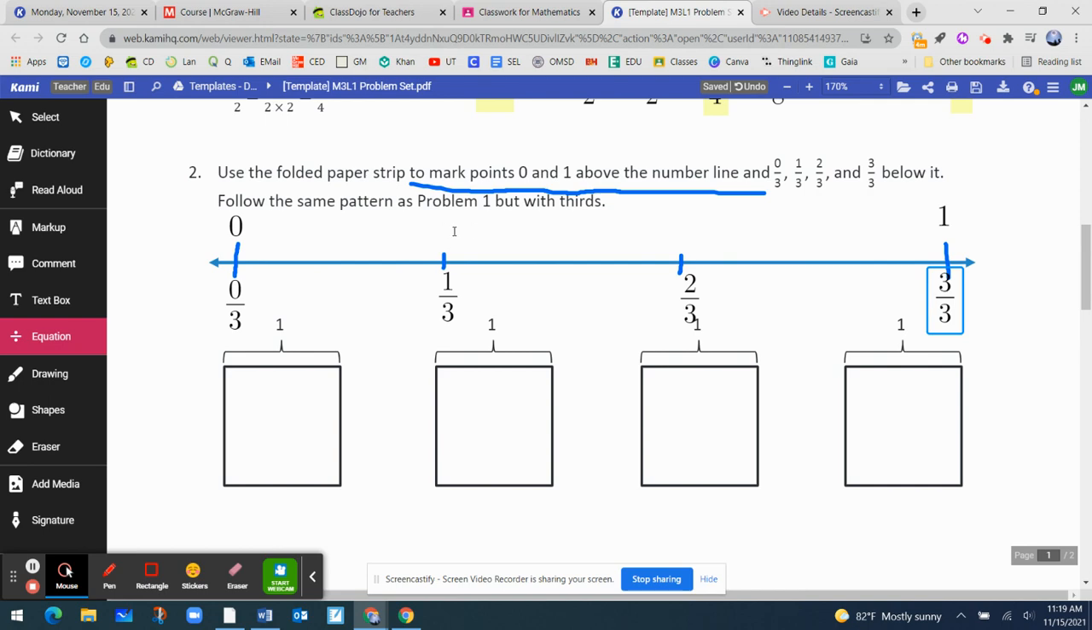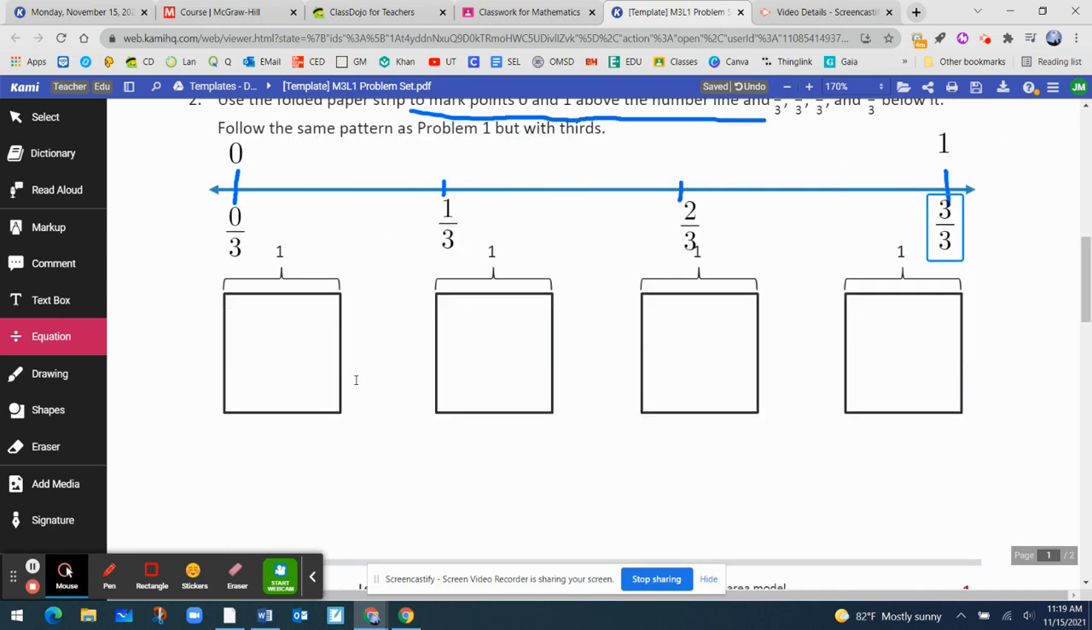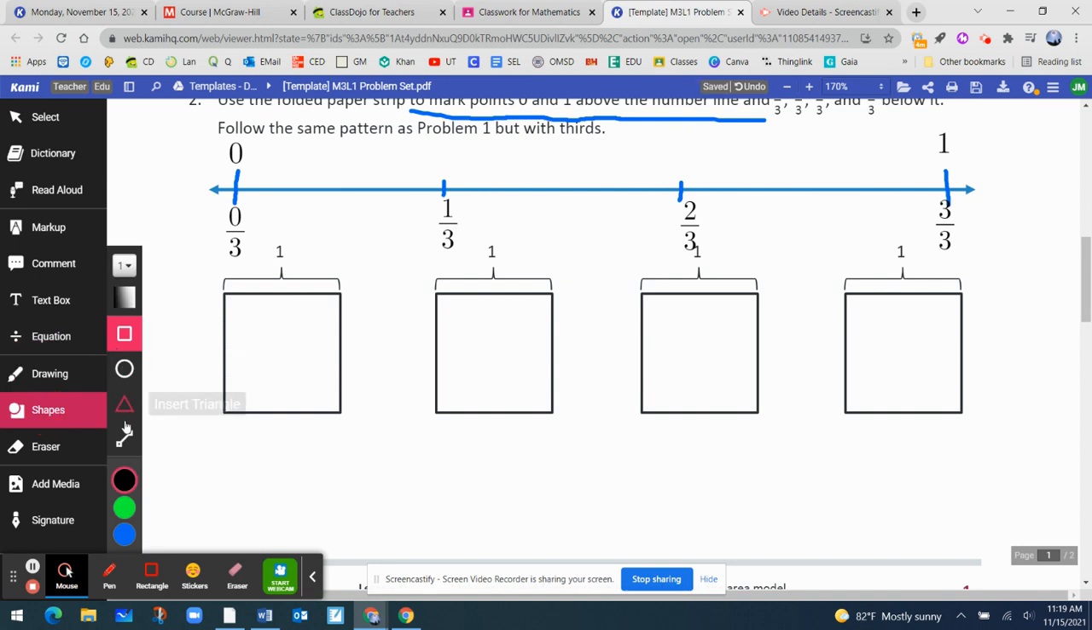Follow the same pattern as problem 1, but with thirds. Okay, so that's what we did up here. Now, down here, we're going to do this with thirds. We're going to use the shapes tool in the line and create, instead of making halves, 3 parts. So this is going to be 3 parts, okay?